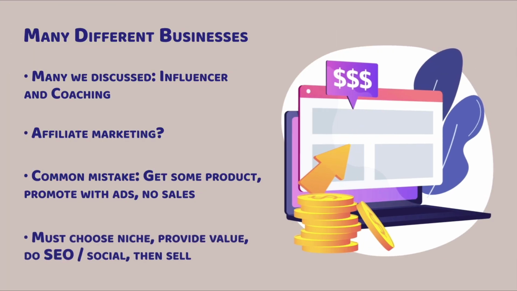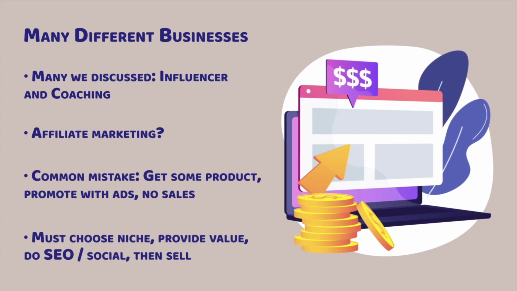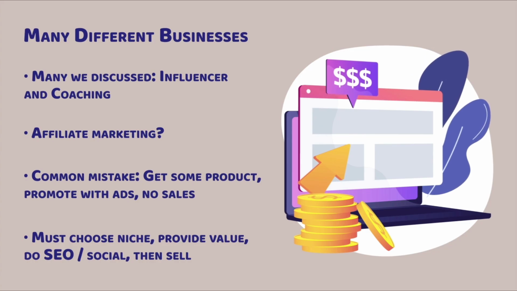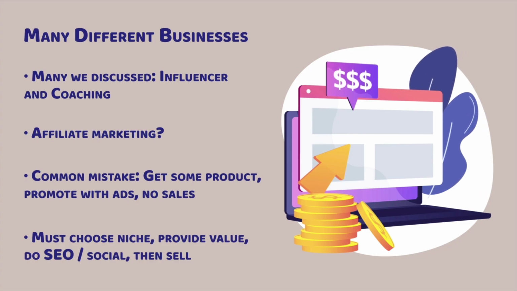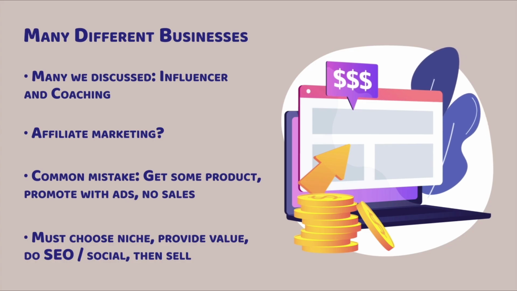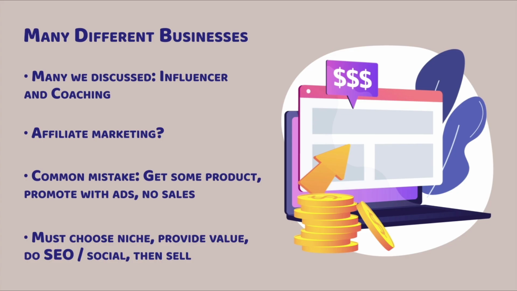So what really has to happen? First, of course, you must choose a niche, and find a way to provide some value in that niche, maybe by creating content, maybe something else. Then you would do the SEO and social media marketing, and only then would you pick a product, specifically knowing what your audience would like to buy or need to buy. Then it would be natural for them to buy whatever the affiliate product is.